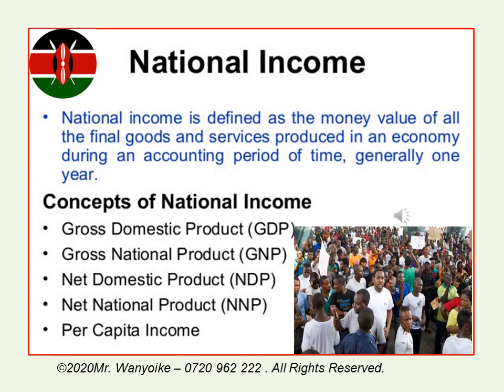Let us now discuss concepts of national income. We have terms that we will be using when you talk about national income. Like number 1, we'll be talking about gross domestic product, GDP. Number 2, we'll be talking about gross national product, GNP. We'll also be talking about net domestic product, NDP, and net national product, NNP. And we also talk about per capita income. Maybe in the past you have heard about these terms. Now we'll be looking at them in detail.